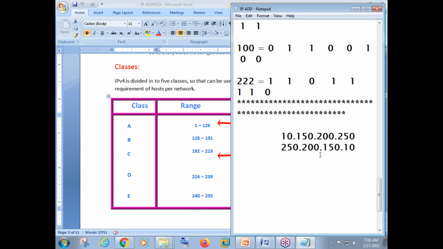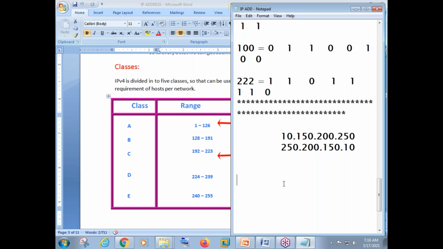So this 250.200.150.10, although all the octets are within the range 0 to 255, is an invalid number. This number we cannot use on a device because 250 is from class E. Class D and class E we cannot use over the network. We cannot use them on any device.